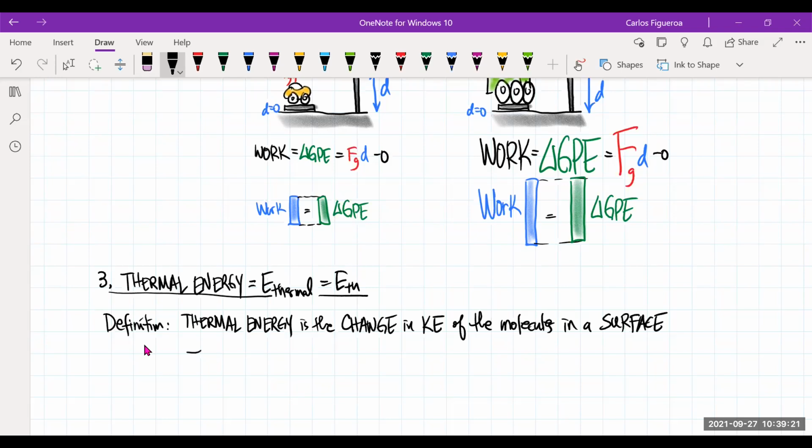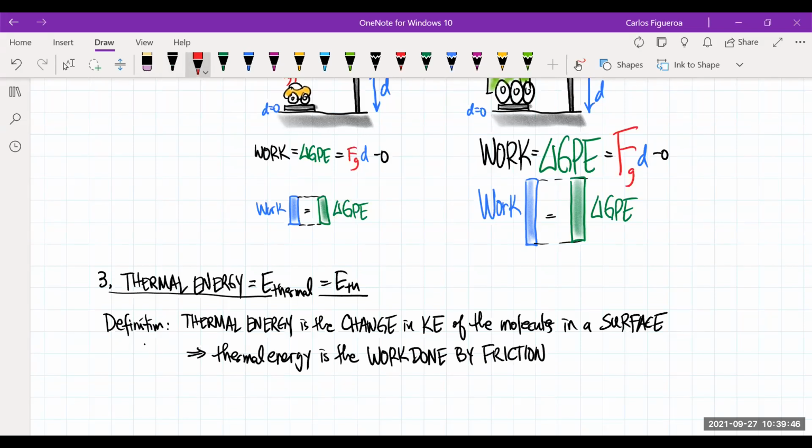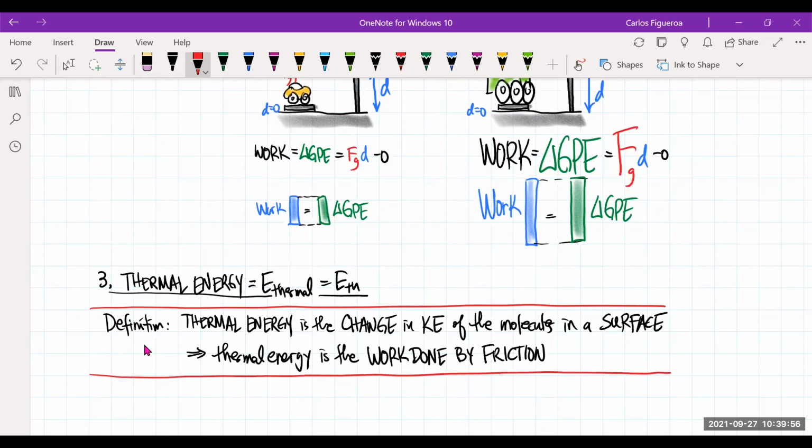And so what you're going to see here is that a lot of the times we're going to say that thermal energy is the work done by friction. So that's our definition. The work done by friction is thermal energy. Now, it doesn't necessarily always have to be that way, but in this class, it is.